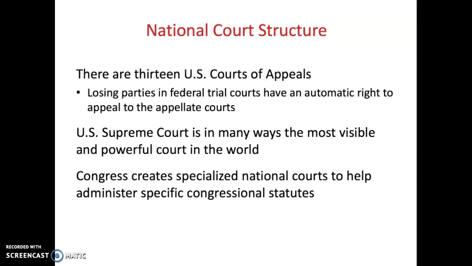Losing parties in federal trial courts, or at our district court level, have an automatic right to take their case to the U.S. Court of Appeals, and we have 13 of those U.S. Courts of Appeals in the United States. Then, of course, we know that we have the United States Supreme Court at the top of the federal court system.